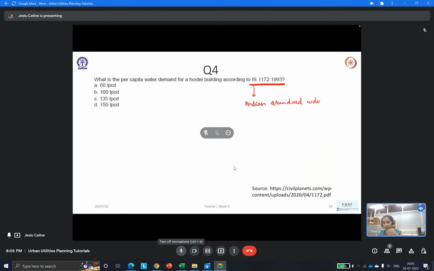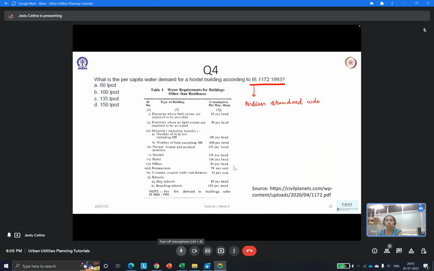So here I put a small screenshot of the code where it shows what is a water demand. This is Table 1 from that particular code, where the different demands for factories, hospitals, nursing homes, hotels, offices, restaurants, cinemas, etc. are given. And here we have our hostels, which is asked in this particular question. In a hostel building, how much do we need? We see that it's about 135 per capita, and it is liters per day. So 135 liters per capita per day is required as per this code. So from this we get the answer for this.